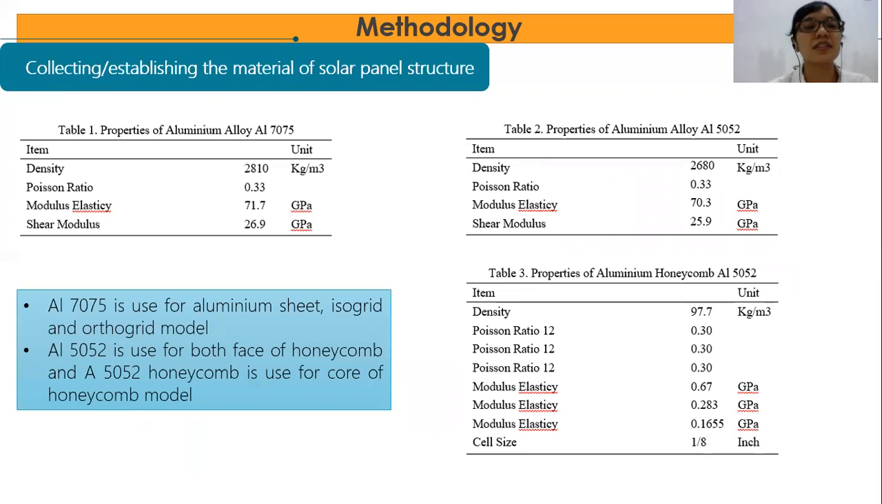The next method is collecting the material properties of the solar panel structure. As we can see in Table 1, these are the properties of aluminum alloy AL7075.